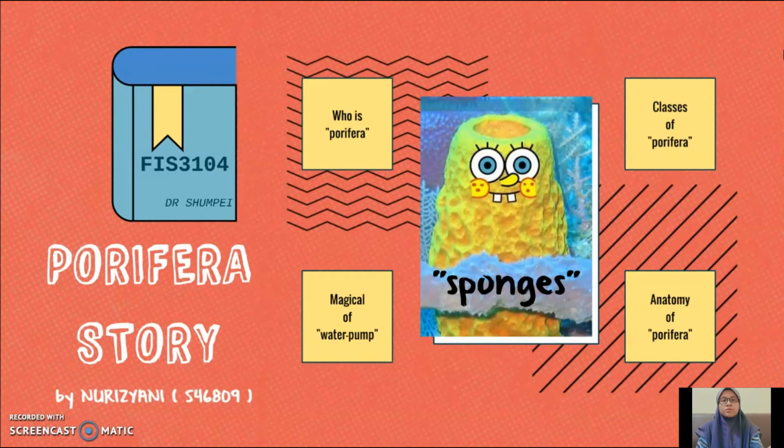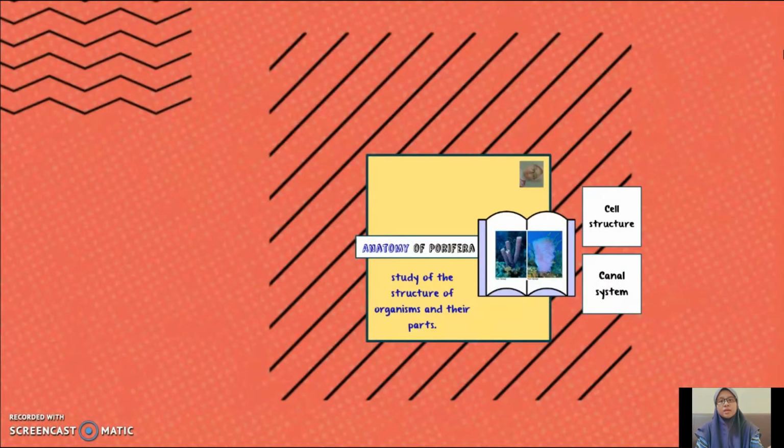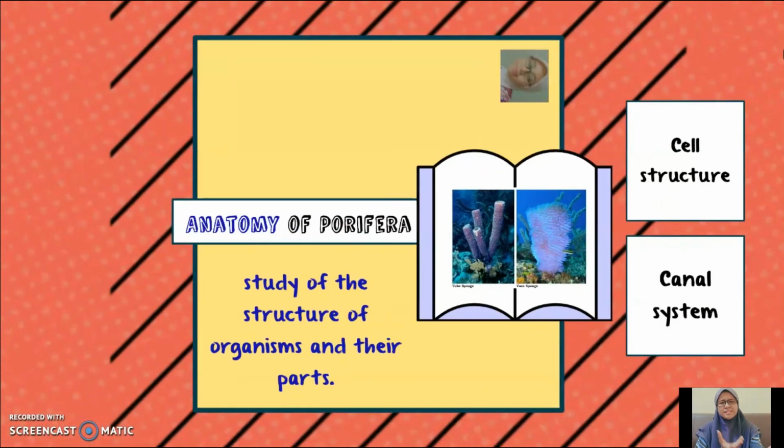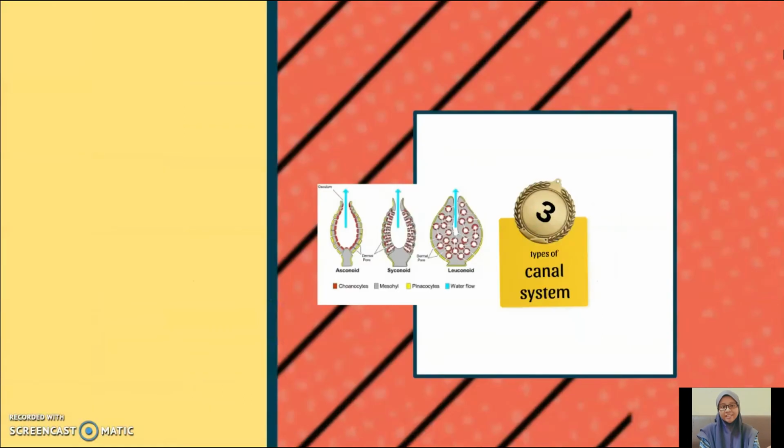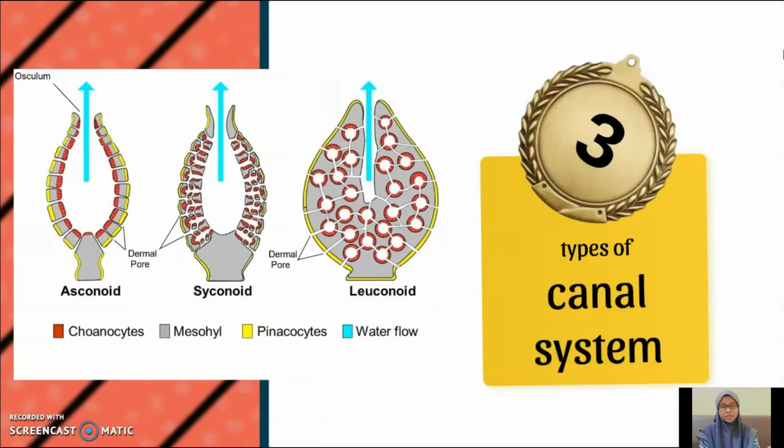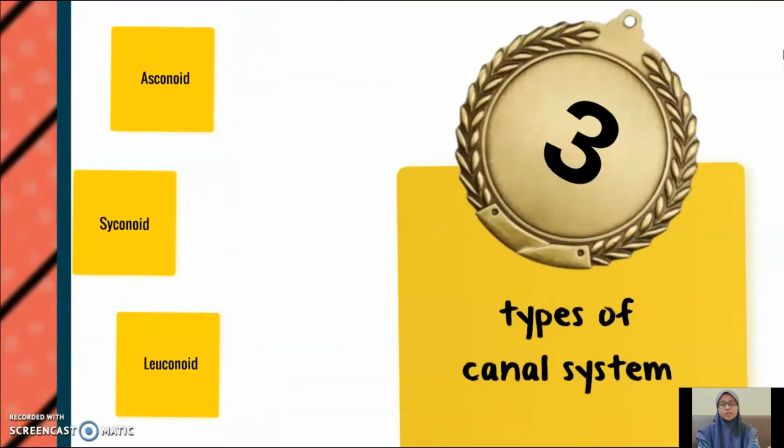So next, we go to the 3rd chapter, anatomy of Porifera. What is anatomy? Anatomy means the study of the structure of organisms and their parts. We'll study the canal system and cell structure. First, let's take a look at the canal system. Sponges or Porifera have 3 types of canal systems. As you can see here in the picture: asconoid, syconoid, and leuconoid.